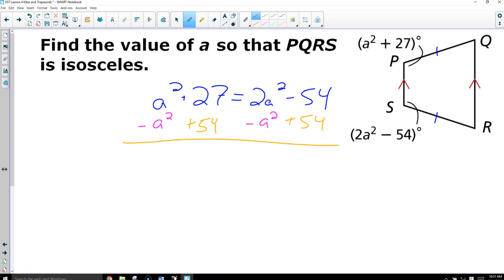So 27 plus 54 is 81. 2A squared minus 1A squared is 1A squared. We're going to take the square root of that, and we get A is equal to plus or minus 9, because remember, negative 9 squared is also 81. If I plug positive 9 or negative 9 back in, they both work, so that's why I need both answers.